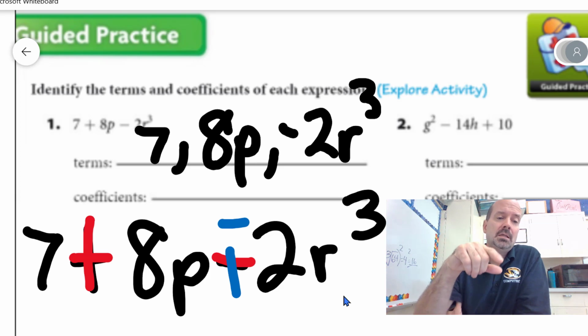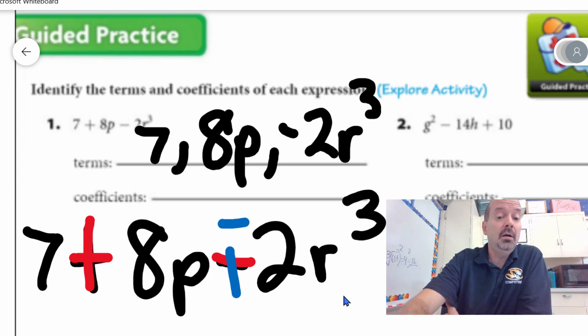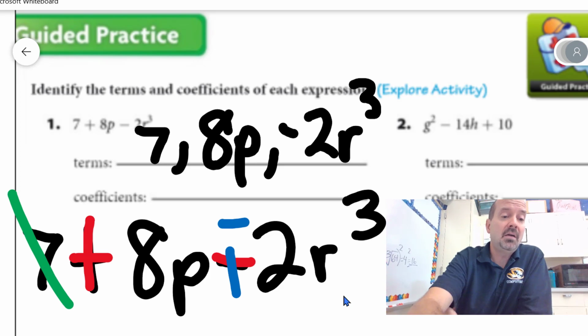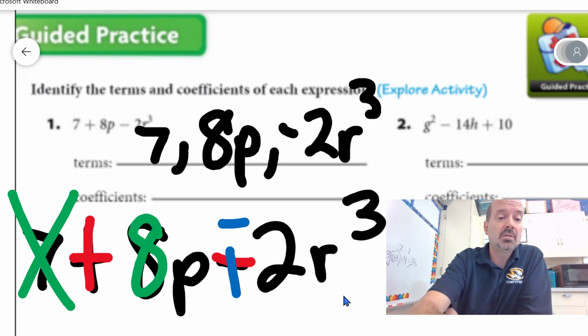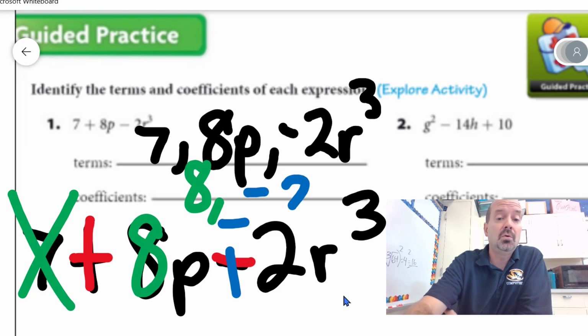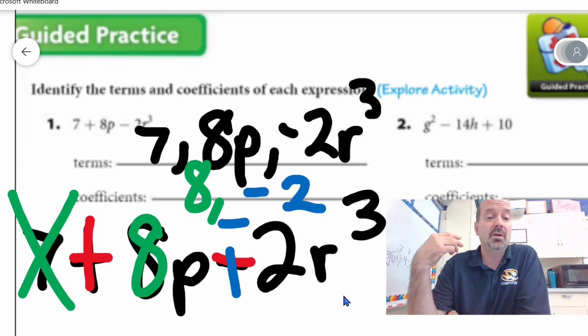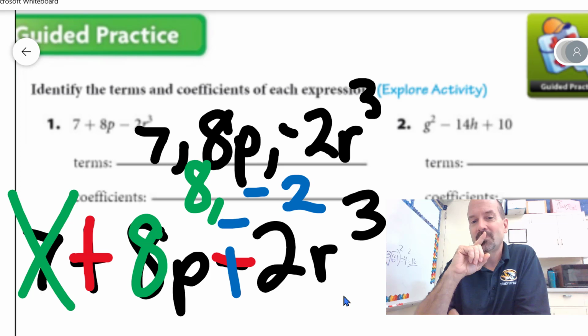So is the number 7 stuck to a letter? No. So 7 is not a coefficient, but 8 is. So we're going to put 8 as one of our coefficients, comma. And then the other one would be, don't forget the negative, negative 2. Notice on coefficients, I don't put the variables. I didn't put the p for my coefficient. I didn't put the r cubed. It's just 8 and negative 2. And that's what coefficients are.